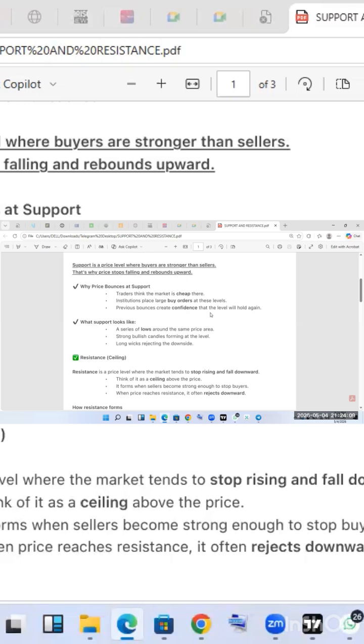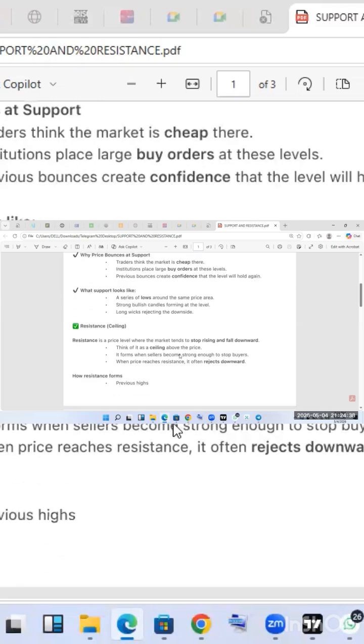That will make it so that if price is falling, you just place an order there. Once price gets to this point, it's definitely going to bounce back. At least buyers are in charge at this zone. You can place your buy order there, and the moment you get there, you will see how price will react there. What does support look like? A series of lows, and a strong bullish candle forming here. I will show you on the chart later.